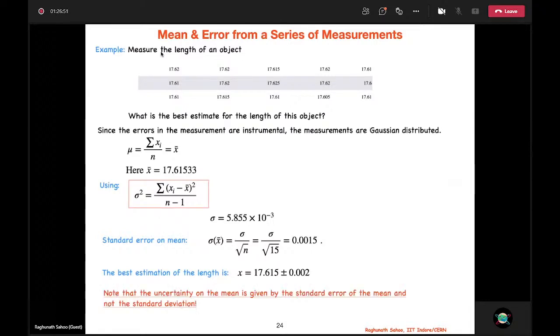The uncertainty on the mean is given by the standard error of the mean and not the standard deviation. You have to keep in mind because statistics has to be taken into account. So this is sigma over square root of n. This is just a caution or note.